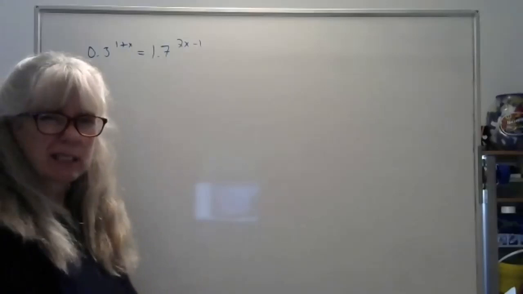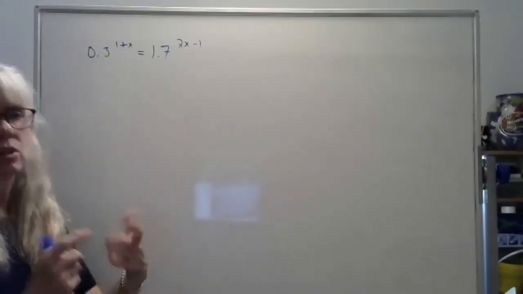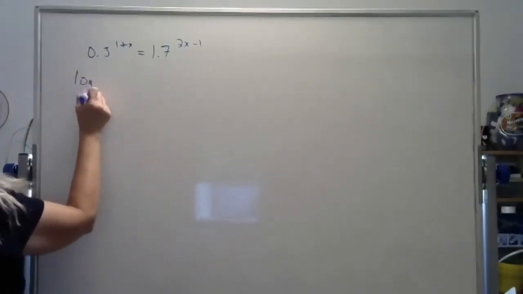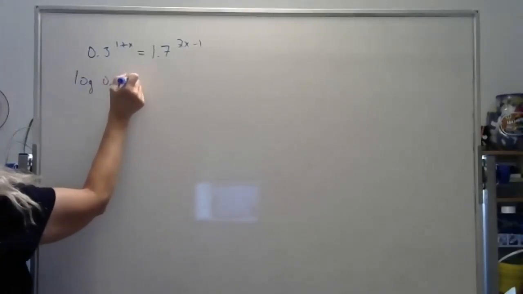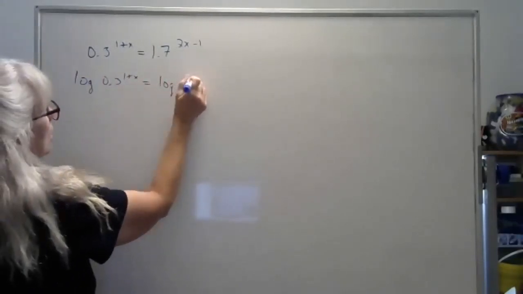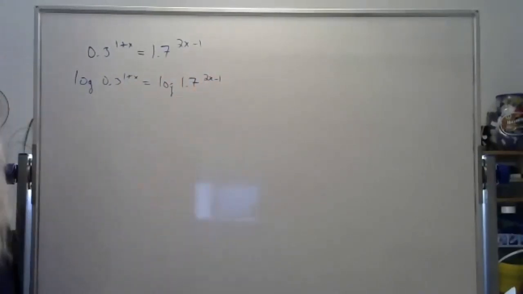The next step, we're going to go ahead and take the log of both sides. I'm going to go back and use log because I just want you to recognize it doesn't matter which log we use. So I'm going to do log of 0.3 to the 1 plus x equals the log of 1.7 to the 2x minus 1.